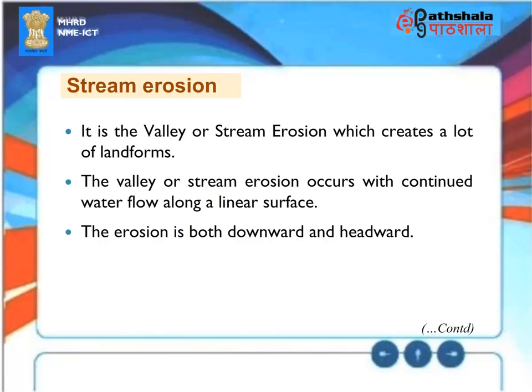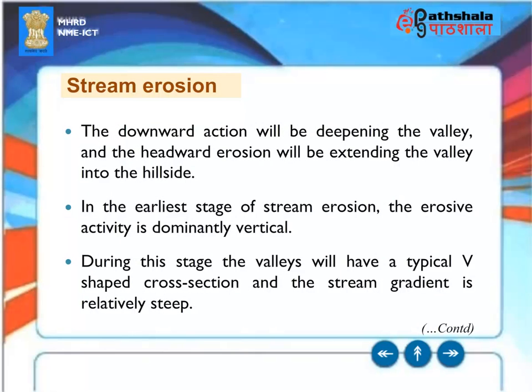The valley or stream erosion occurs with continued water flow along a linear surface. The erosion is both downward and headward. The downward action will be deepening the valley, and the headward erosion will be extending the valley into the hillside. In the earliest stage of stream erosion, the erosive activity is dominantly vertical. During this stage, the valleys will have a typical V-shaped cross-section and the stream gradient is relatively steep.